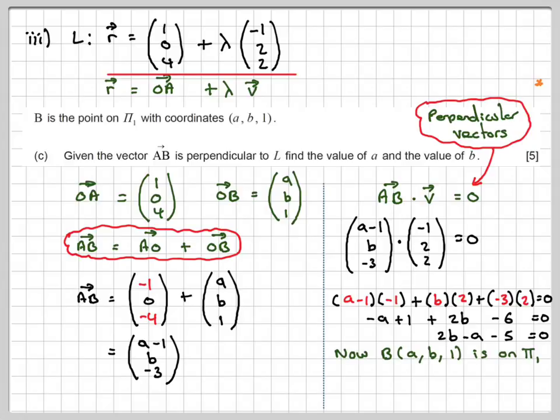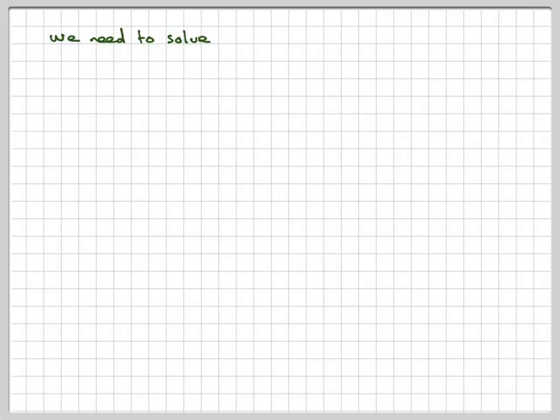And now this point B, AB1, is also on plane 1. Now we have to be careful because we have two unknowns, so we're going to need to make two equations. So we've got one, this is the tactic. So we've got to find another one. So we know it's on plane 1, so 4x plus y plus z is equal to 8. So 4a plus b plus 1 is equal to 8. That gives me my two equations that I need to now solve simultaneously. So labelling them 1 and 2.